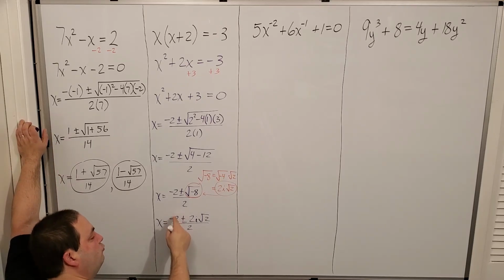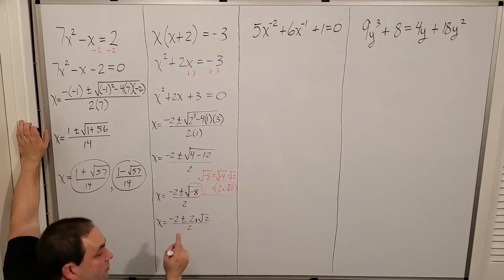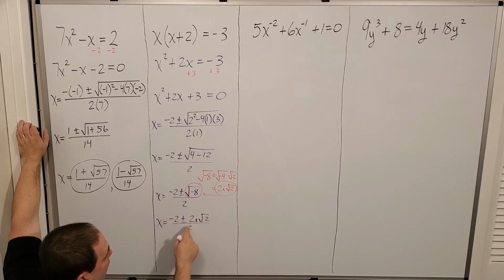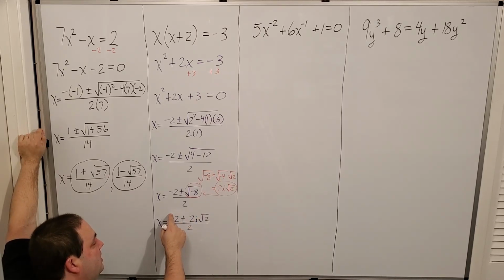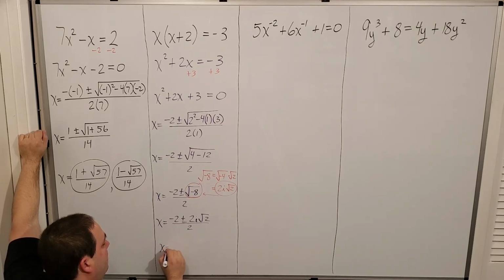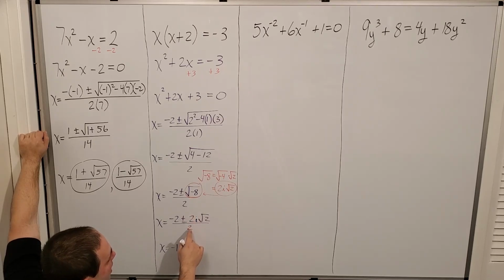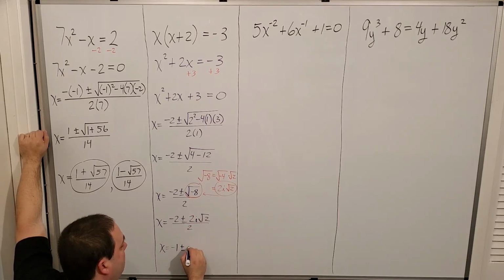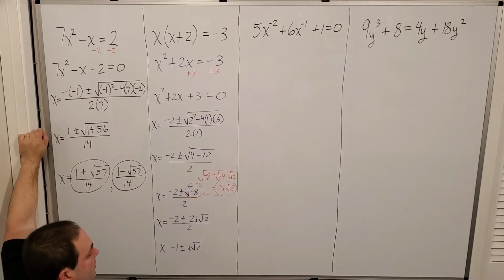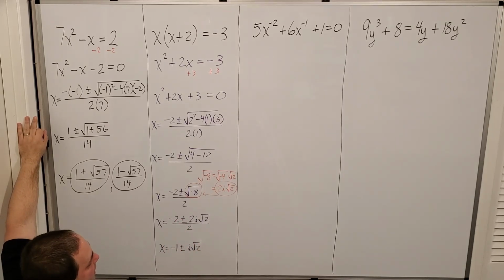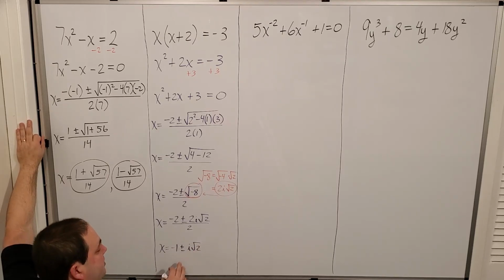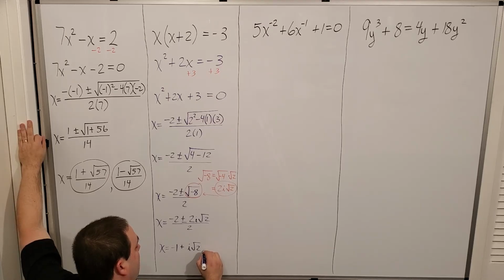But since I can reduce all three of these, and remember this is important, I go ahead and do it. Negative 2 divided by 2, I get negative 1 plus or minus 2i divided by 2, which of course is just i square root of 2. And at this point, everything is completely simplified. So I'm going to go ahead and write out both solutions separately. Instead of plus and minus right here, I'm just going to put a comma: negative 1 minus i square root of 2.